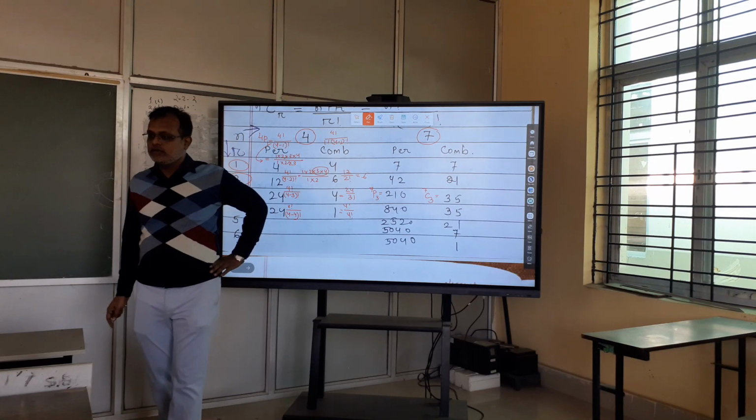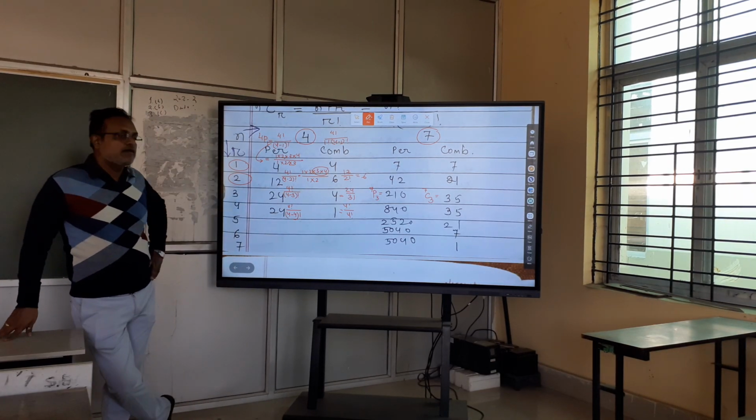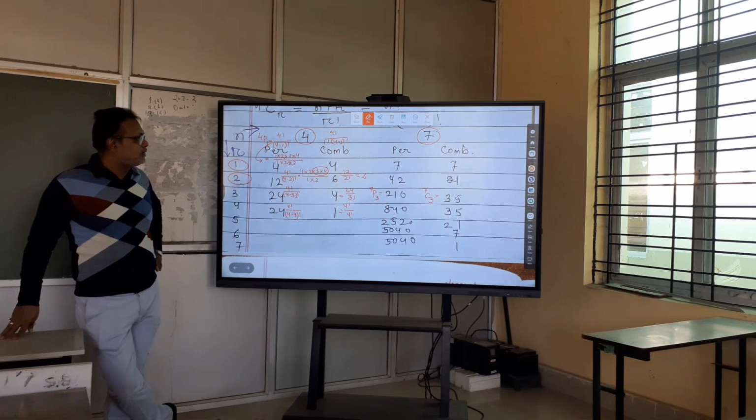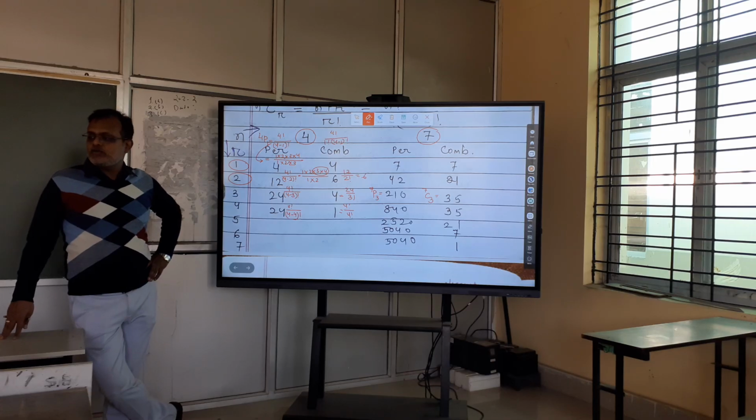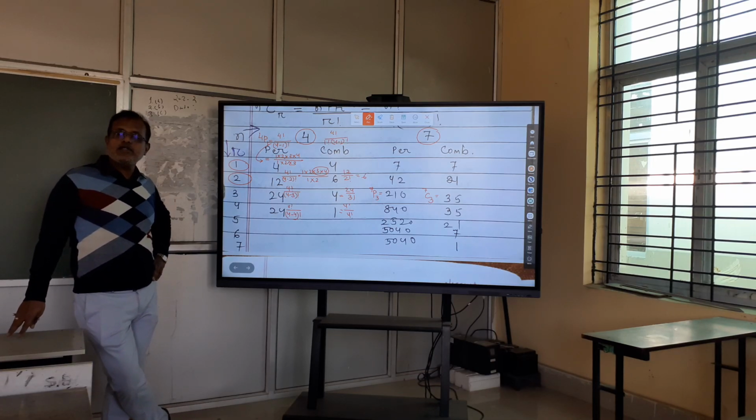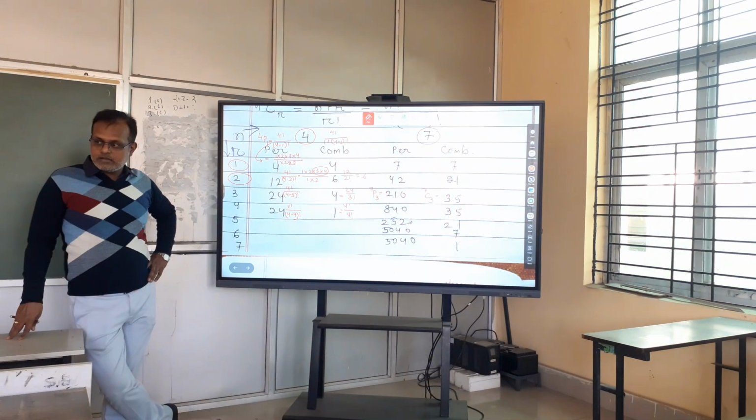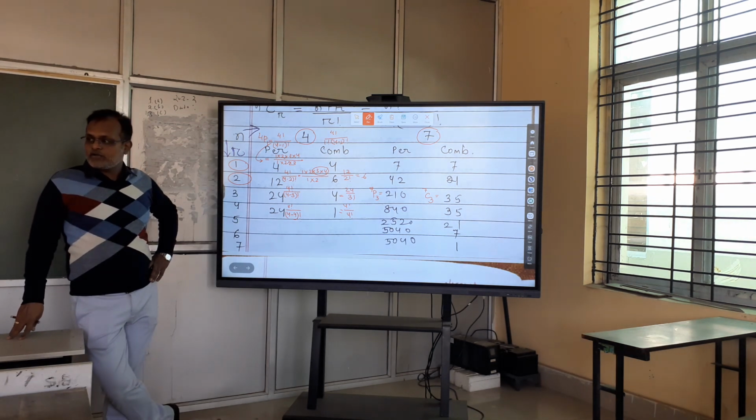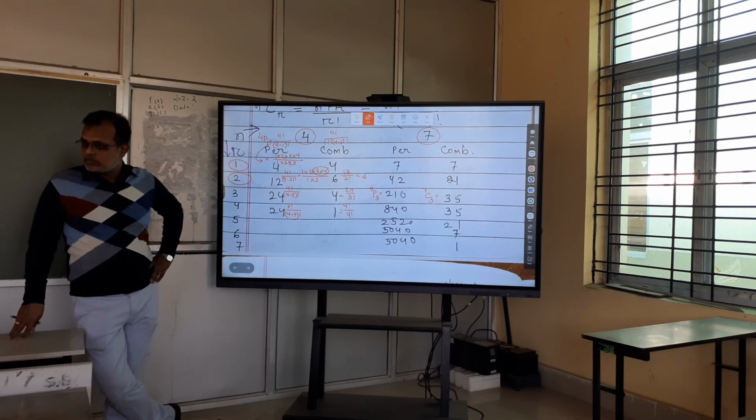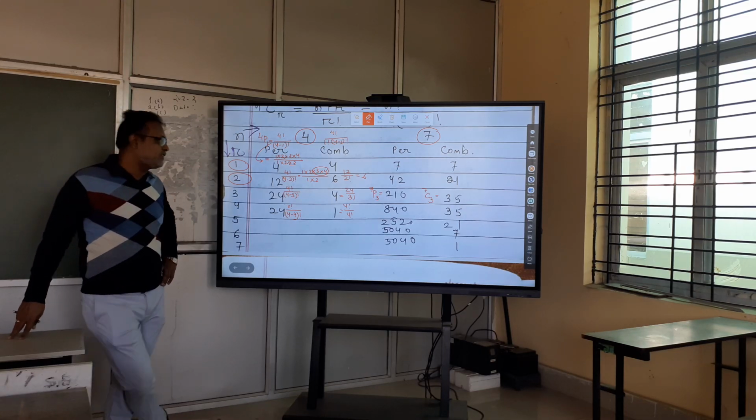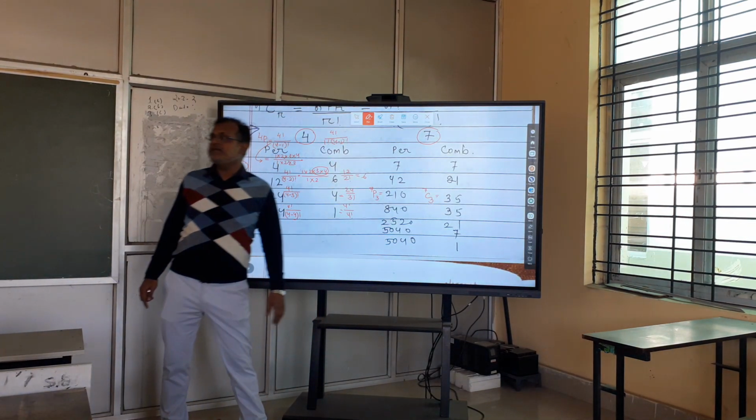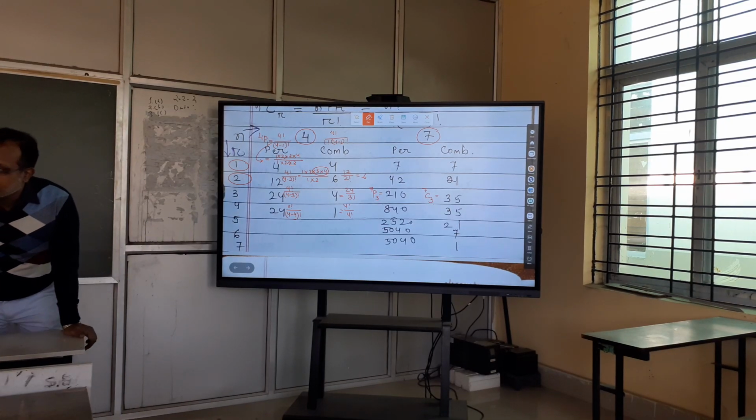First you write down the formulas. 7P3, what do you write? 7 factorial divided by 7 minus 3 factorial. 7P3 is equal to 7 factorial divided by 7 minus 3 factorial. Then 7 factorial is 1 into 2 into 3 into 4 into 5 into 6 into 7, whereas 7 minus 3 is 4 factorial, so 1 into 2 into 3 into 4. So what remains? 5 into 6 into 7. Check that 5 into 6 into 7 should be equal to 210. 30 into 7, yes, it is 210.